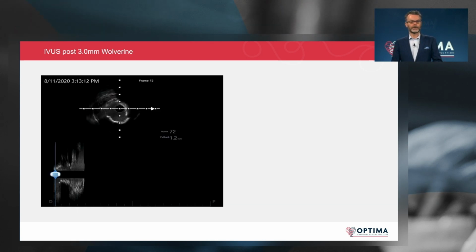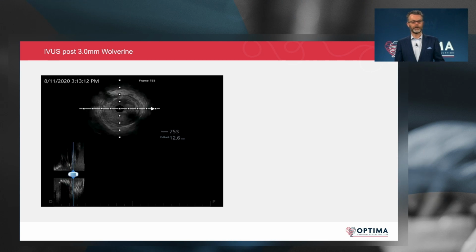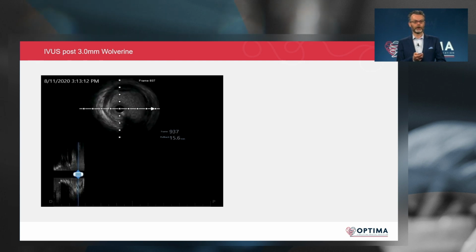So here is the same IVUS run, but in this case, post-Wolverine balloon. And what we're looking for, if we can see it, is fractures in the calcium, indicating that we've modified the calcium sufficiently to restore vessel compliance and to allow us to implant the stent safely and to a sufficient area. So here's the key area, the concentric calcium, and you can see, although we went through that quite quickly, that there were fractures within it. So we didn't get a chance to look at it carefully enough.